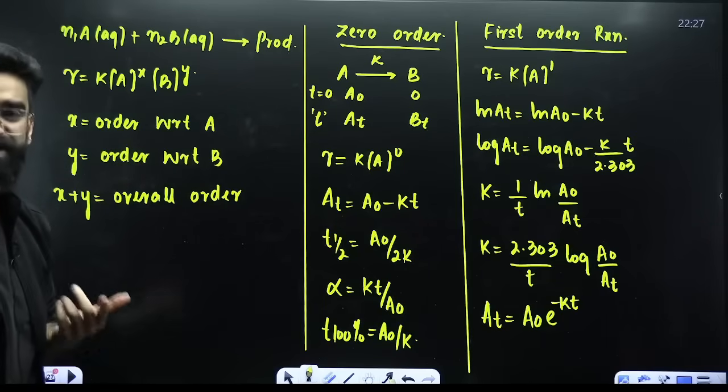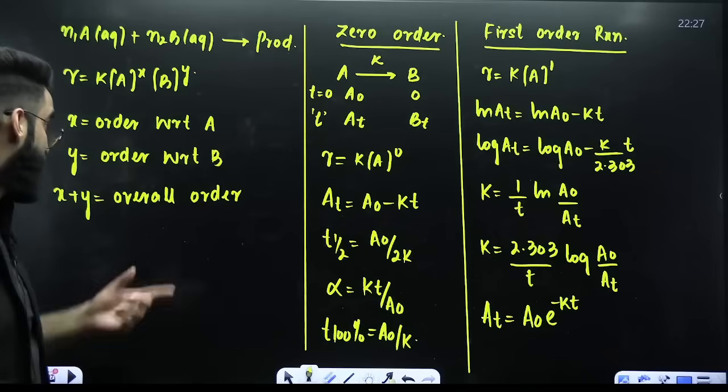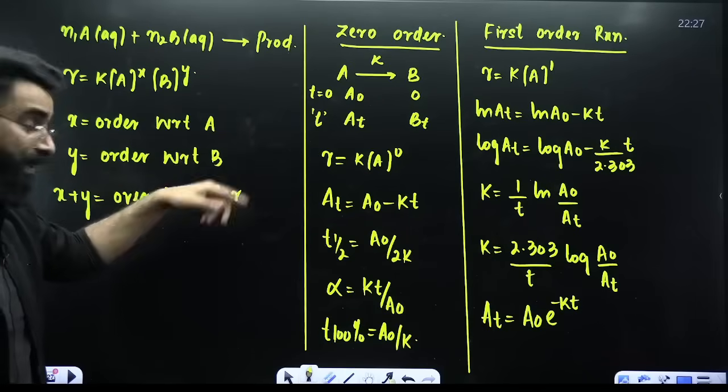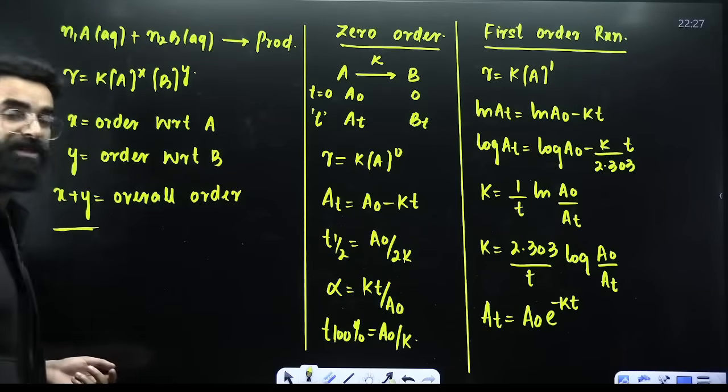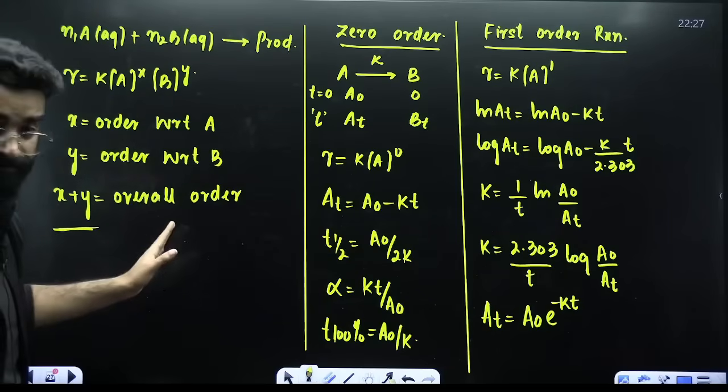X and Y you calculate experimentally. X is what you call the order with respect to A, Y is what you call the order with respect to B. And X plus Y over here is something which you call the overall order of the reaction.